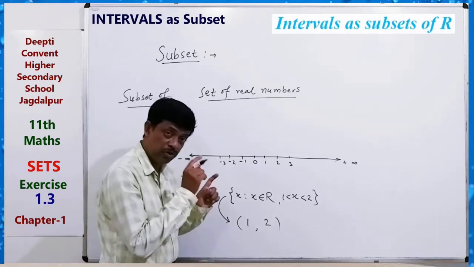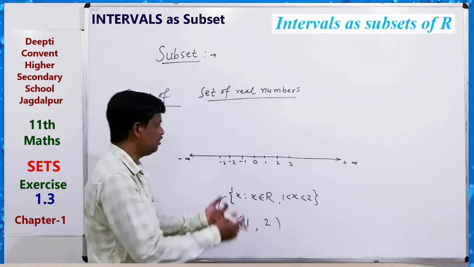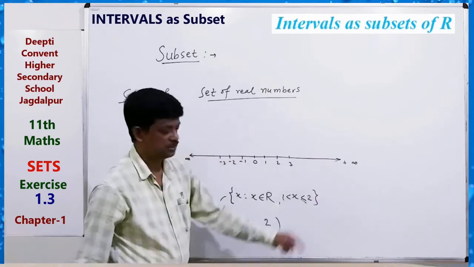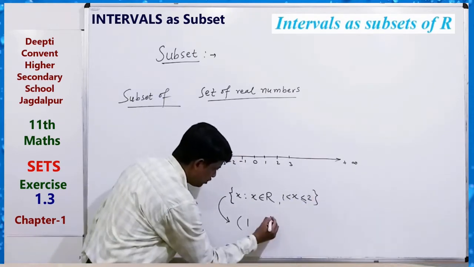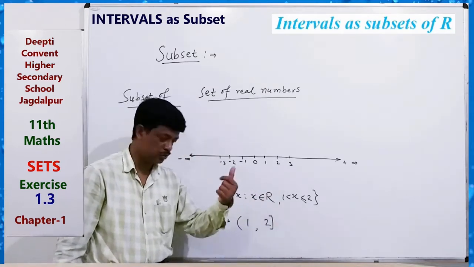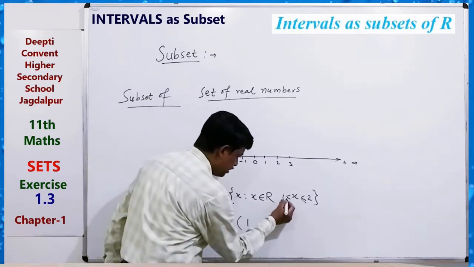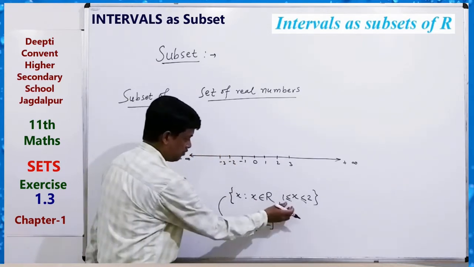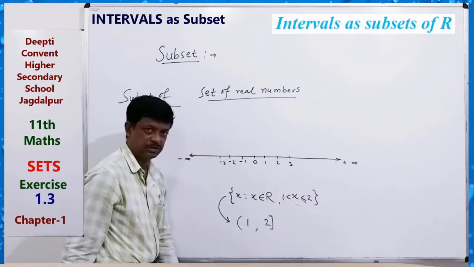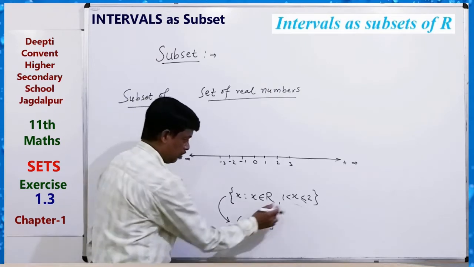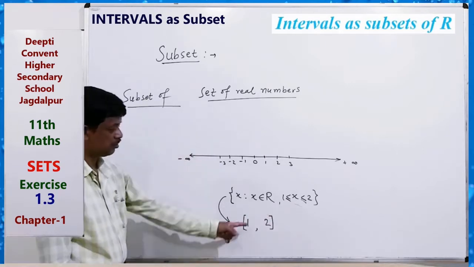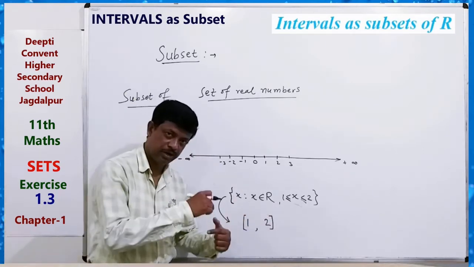When we include any of the endpoints, then we denote it like this. Suppose we include 2, then we can write like this. This side is closed, meaning 2 is also included here. Left is open, right is closed. Now if both are less than or equal, then both ends are closed. This is a closed interval, where 1 and 2 are also included.